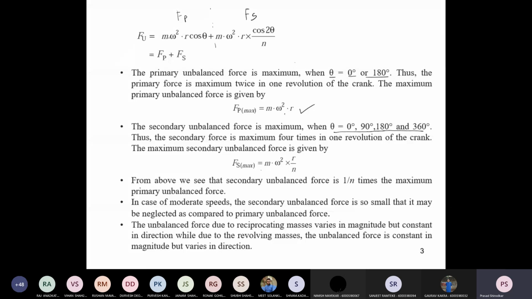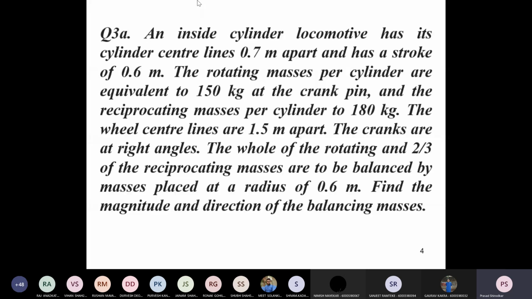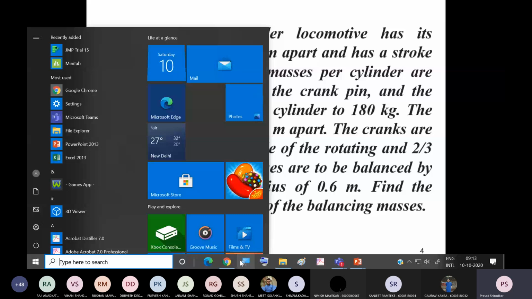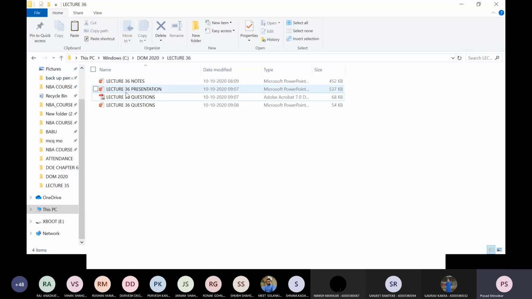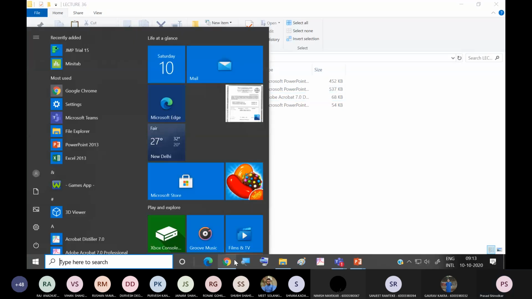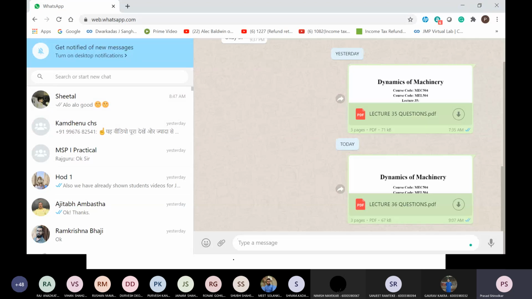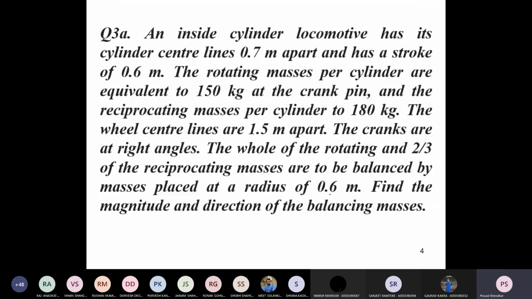Right, so let's start with the problems. Let me just send the question sheet. I have sent the question sheet. Gaurav, have you received it? Yes, sir. Okay, I will send it on the group. Yes, sir. Absolutely. Okay, okay.